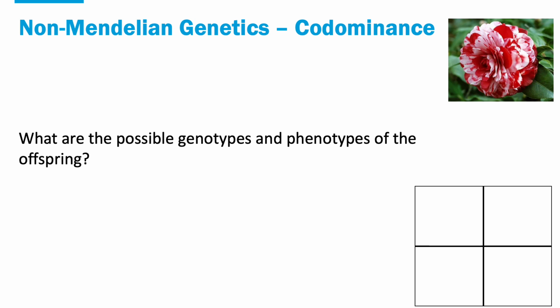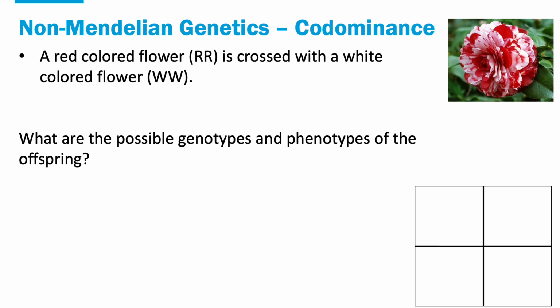Okay, continuing with codominance. Again, codominance, we're going to see both traits together. We have a red colored flower. It's represented with 2 capital R's. It is crossed with a white colored flower represented with two capital W's. They're both dominant traits, but in codominance, one's not going to have dominance over the other. We're going to have both of those colors being represented.